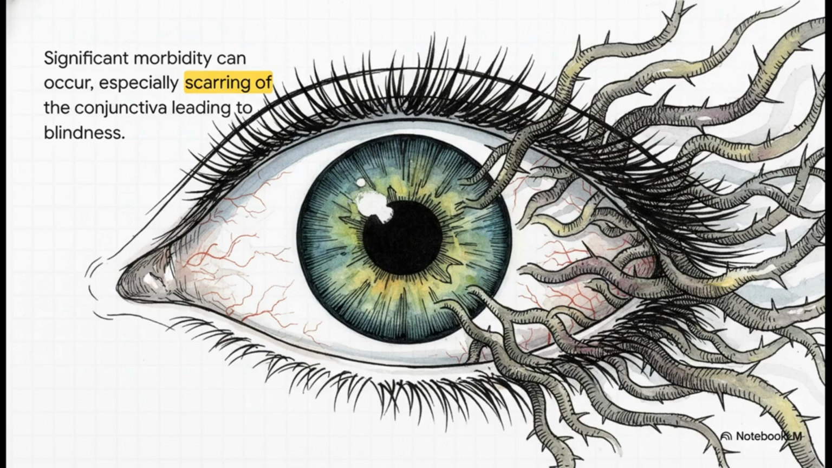While MMP usually isn't going to kill someone, the potential for serious, life-altering problems, or morbidity, is very real. And that scarring of the conjunctiva leading to blindness is the absolute worst-case scenario. This is why our role in catching it early, diagnosing it correctly, and making that ophthalmology referral is so incredibly important. It can literally save a patient's sight.